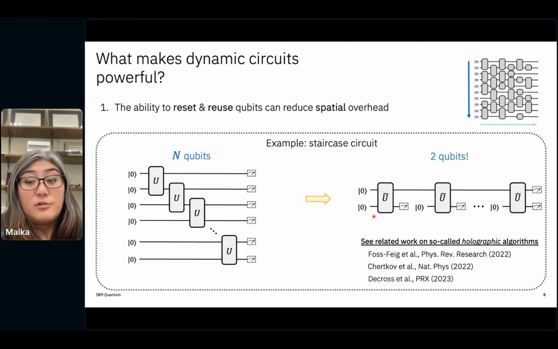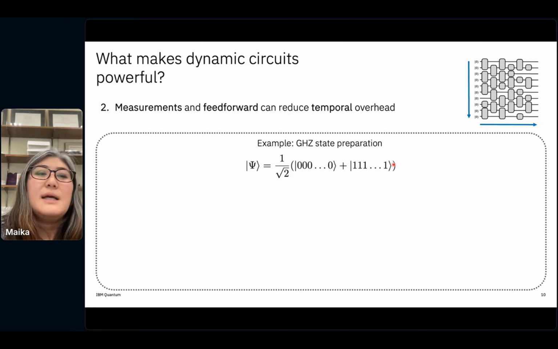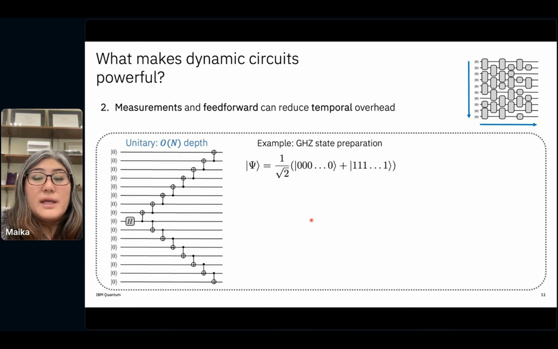However, they are not only helpful for reducing spatial resources, but can additionally reduce temporal resources, or depth, needed for certain problems. A great example of this is in preparing a GHZ state, which is an equal superposition of all zeros and all ones. To make this simple, let's imagine we want to prepare the state on a 1D chain. If we only have static unitary circuits, the best we can do is the circuit on the left-hand side, which prepares the state by starting from the center and growing the correlation in both directions with a ladder of CNOT gates.